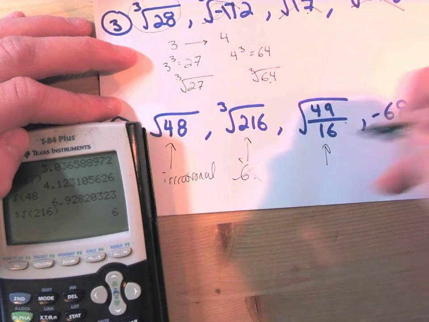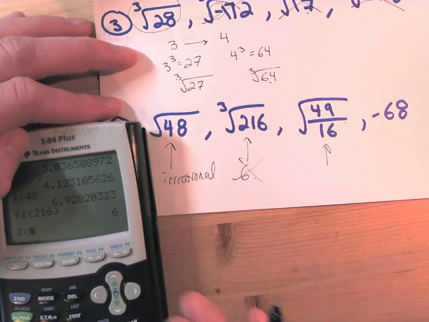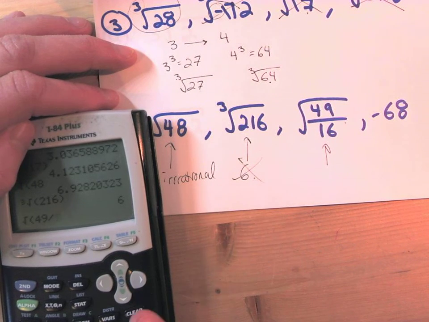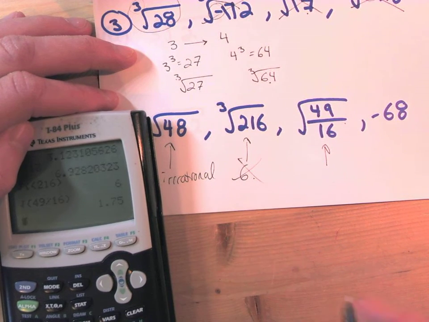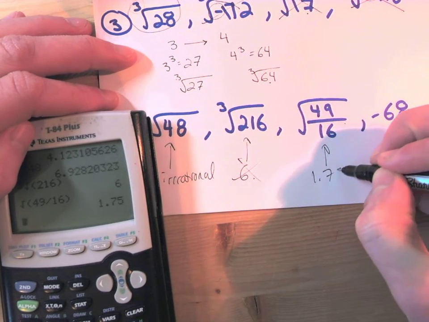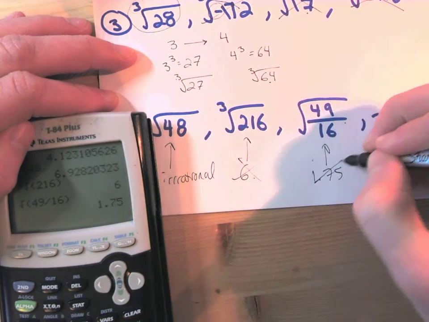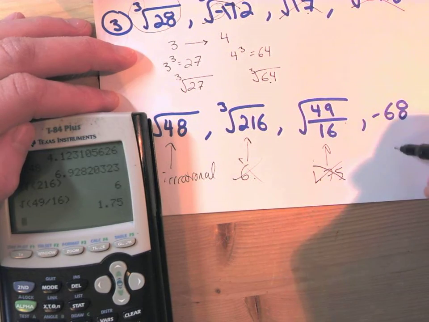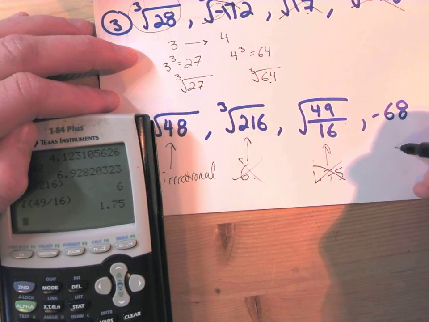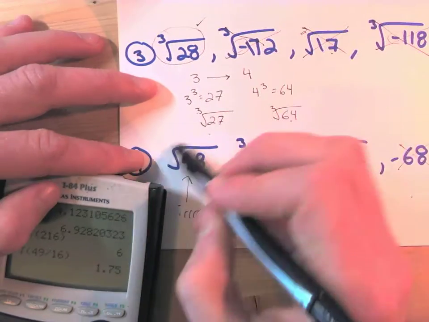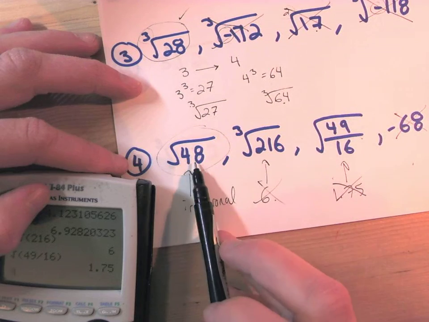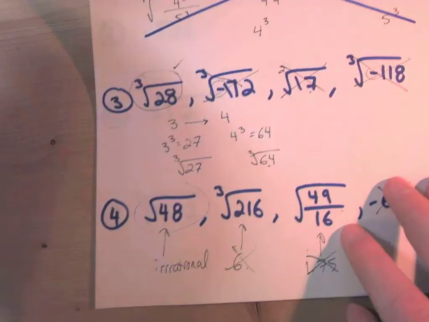Okay, this one here, let's go square root of 49 over 16. And we get 1.75. That one terminates, so it's not irrational. And the negative 68 terminates, so it's not rational either. So it's just not irrational, sorry. This one's root 48, so that one has to be irrational.